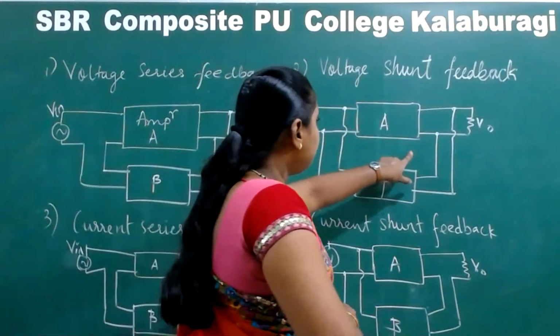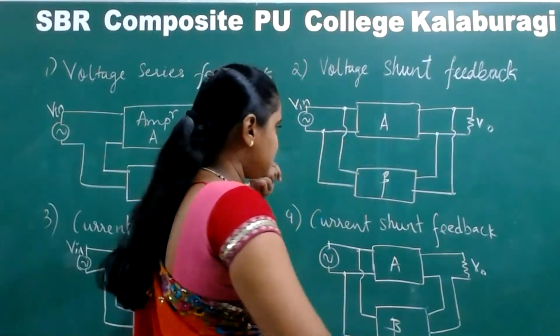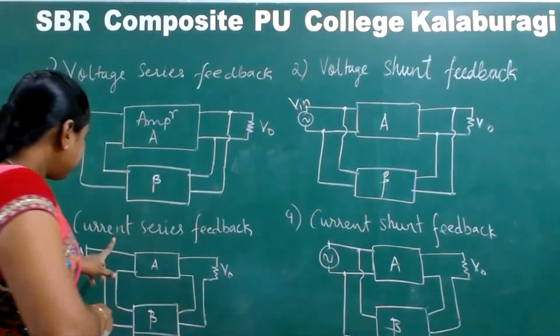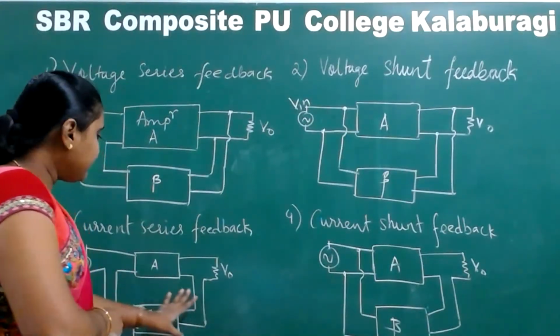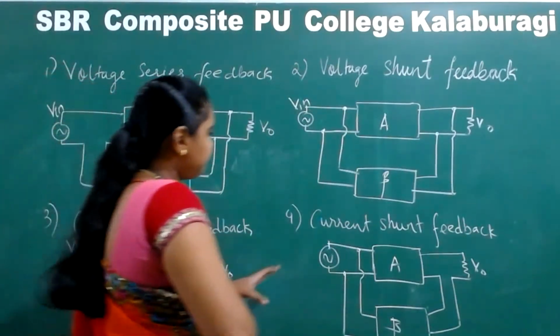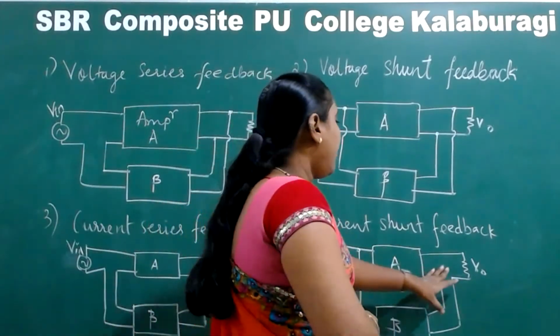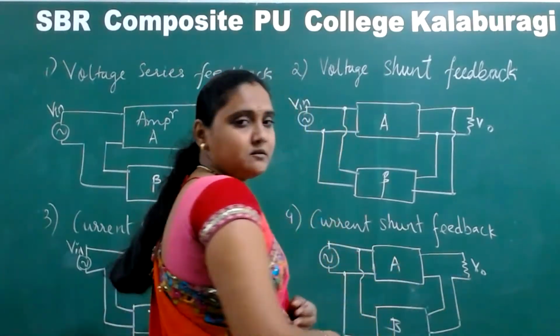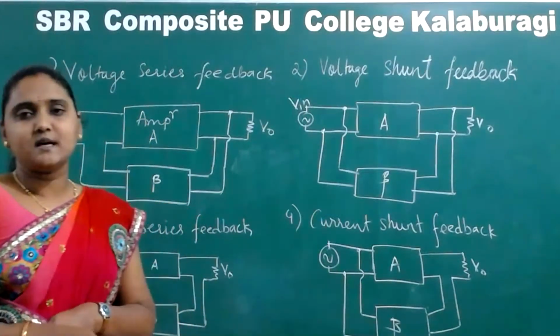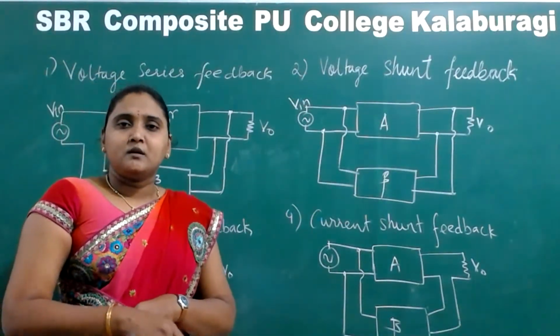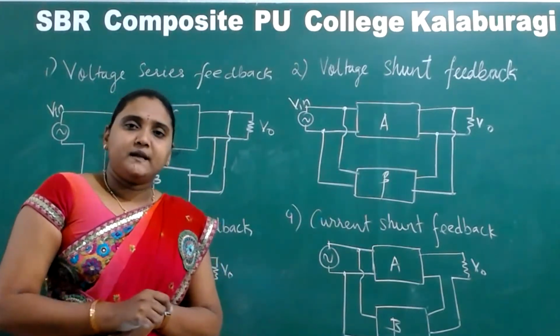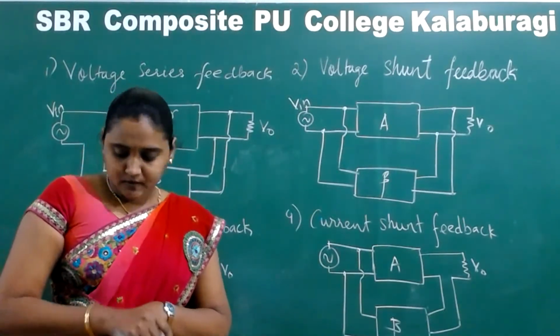Okay. Voltage series, parallel connection at the output side, series connection at the input side. Voltage shunt, input and output both has parallel connections. Current series, input side as well as the output side both will be having a series connection. Whereas current shunt, output side series connection, input side parallel connection. So these are the four different block diagrams for what? The different types of feedback networks for negative feedback in amplifiers. Okay.